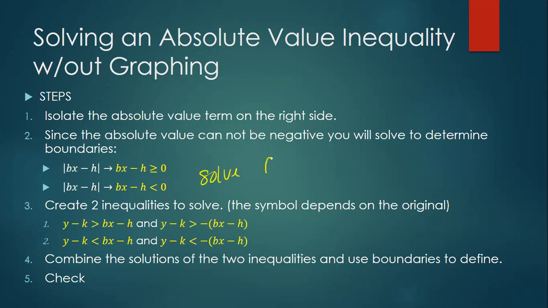So here you're solving for x, your boundaries. And then we're going to create 2 inequalities to solve. So the symbol depends on the original. So if your original is less than or greater than, then what you're solving is going to be less than or greater than. So you're going to solve one inequality with what's inside the absolute value as itself. Then you're going to solve another inequality with what's inside the absolute value multiplied by -1.